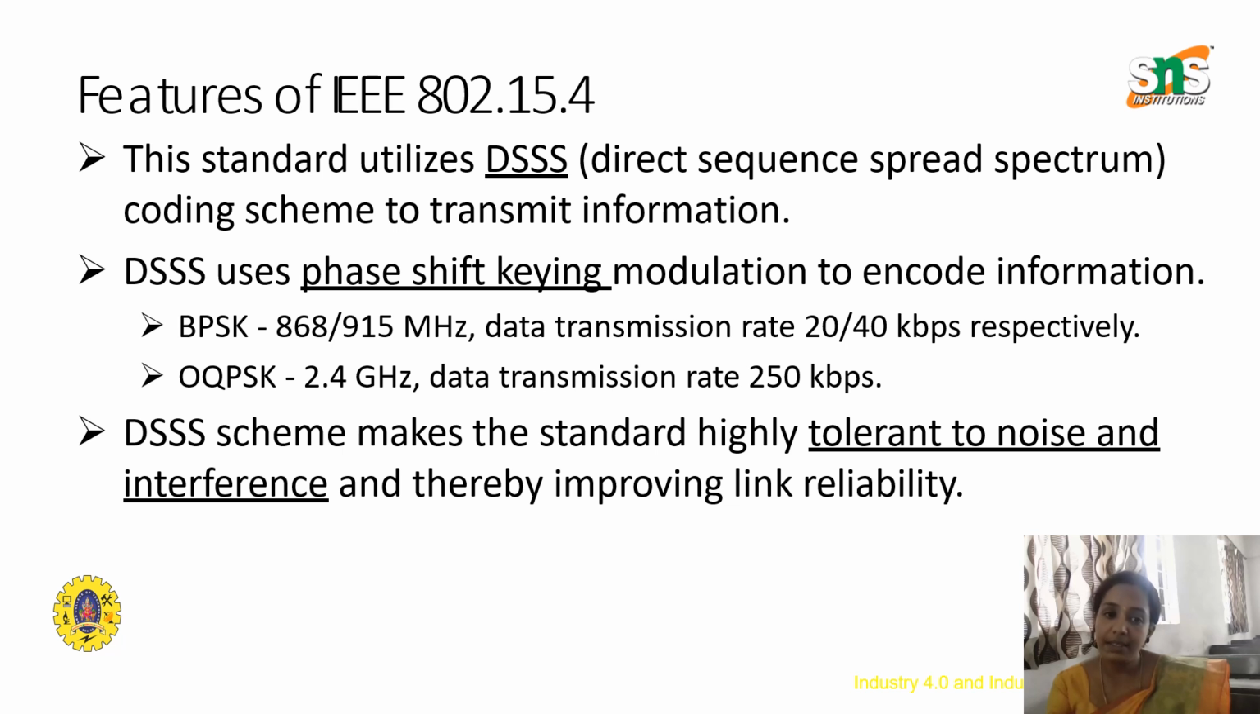Binary phase shift keying uses a frequency of 868.915 megahertz. The data transmission rate will be 20 or 40 kbps, kilobits per second. OQPSK at 2.4 gigahertz has a data transmission rate of around 250 kbps. The DSSS scheme makes the standard highly tolerant to noise and interference. So this direct sequence spread spectrum reduces the noise to the maximum and thereby improves the link reliability.